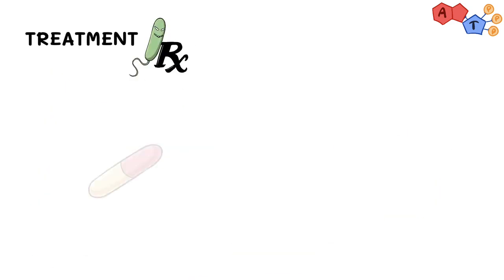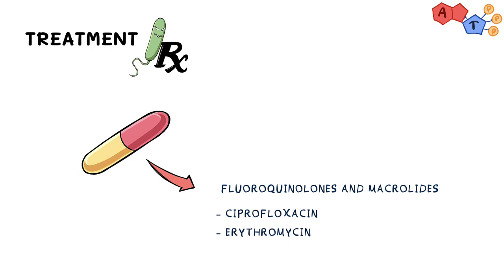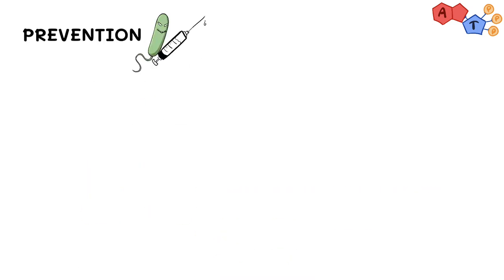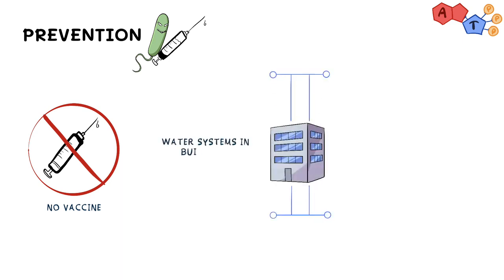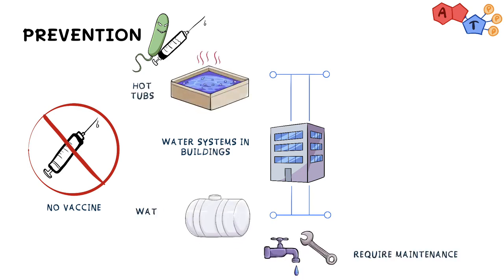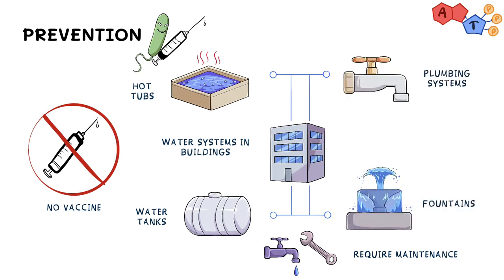Now for the treatment, both fluoroquinolones and macrolides can be used for the treatment of Legionella pneumophila, so things like ciprofloxacin and erythromycin. As for Legionella prevention, currently we don't have a vaccine for it. However, we can still reduce its transmission by ensuring that water systems in buildings are well maintained. This includes hot tubs, water tanks and heaters, plumbing systems, and fountains.